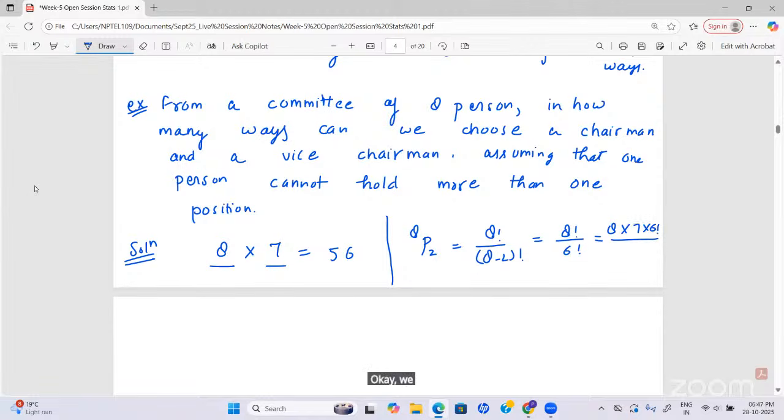Okay. We can write it like this, 8 into 7 into 6 factorial, and this is 6 factorial. So this will be 8 into 7, which is 56. Okay. Is this question clear to everyone? Yes, ma'am.